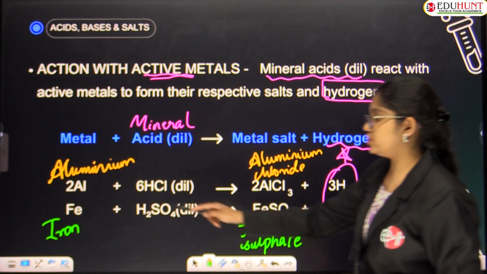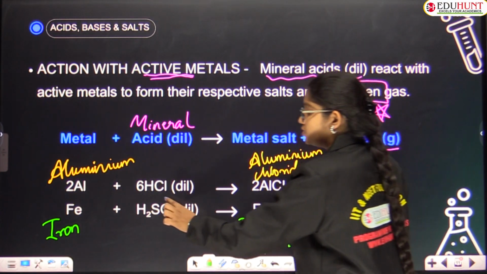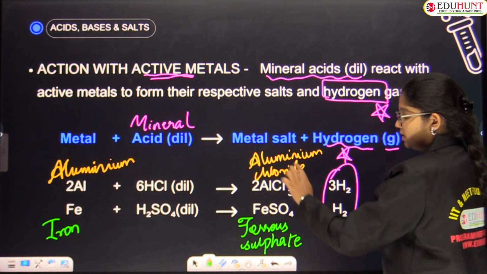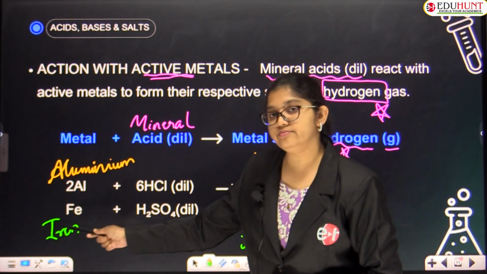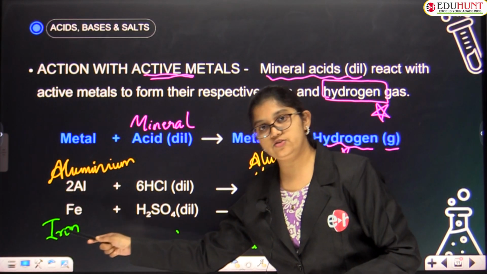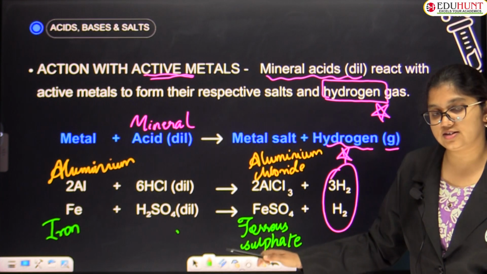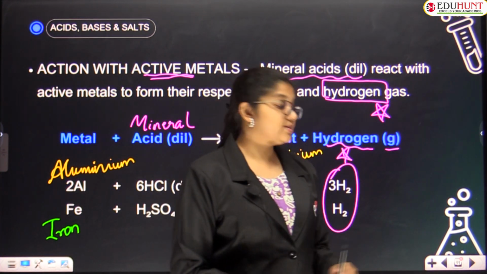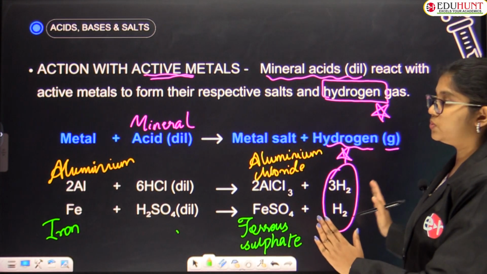So, 2Al reacting with 6 molecules of hydrogen chloride in dilute condition gives rise to 2 molecules of aluminium chloride plus 3H2. Next, iron plus dilute sulfuric acid, when these two react, gives rise to ferrous sulfate and hydrogen gas as the respective products. This is all about the reactions and examples of all the 10 general properties of acids, right from taste to action with active metals, children.